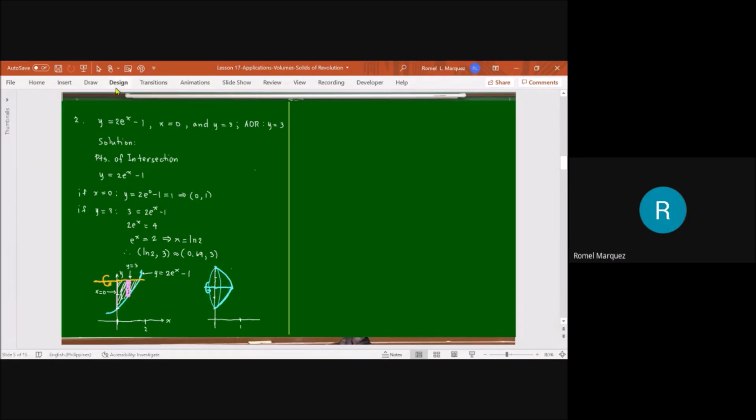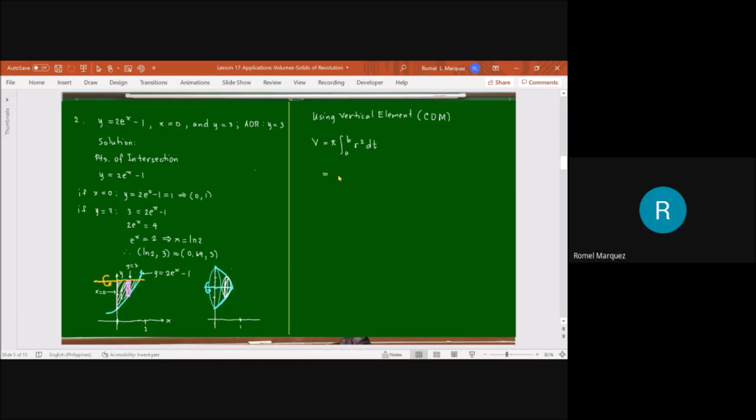Okay? So using what? Using vertical element. Meaning, we are going to use what method? Circular disc method, because that is perpendicular. Okay? When this is revolved, this is the reflection, we will generate a disc. Okay? Yeah, that's the disc. So the volume, therefore, is given by pi integral from a to b radius squared dt.